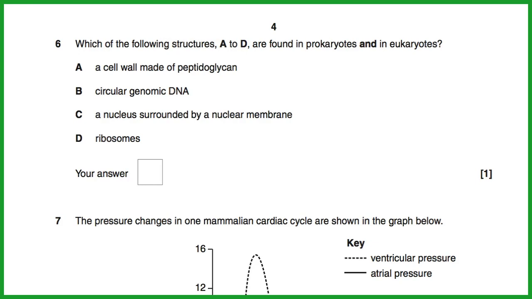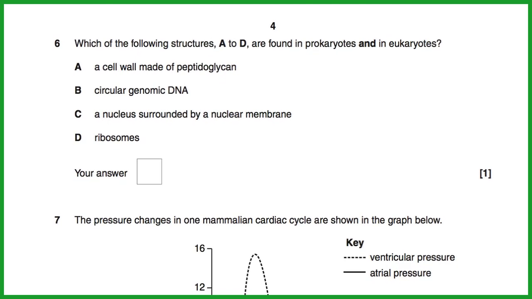So which of the following structures A to D are found in both prokaryotes and in eukaryotes? Well, a cell wall made of peptidoglycan is only found in prokaryotes. A circular genomic DNA, so a single circular chromosome, is found in prokaryotes. A nucleus surrounded by a nuclear membrane is only in eukaryotes, which leaves us with D, ribosomes, which are the site of protein synthesis in both prokaryotes and eukaryotes, so the answer is D.